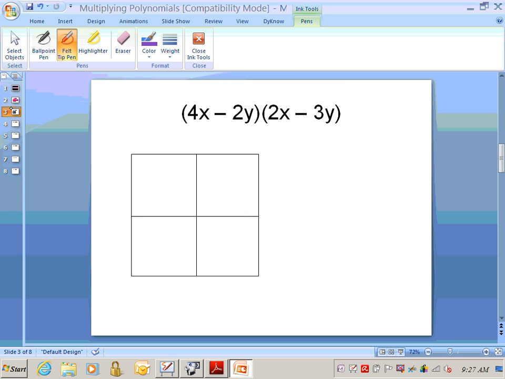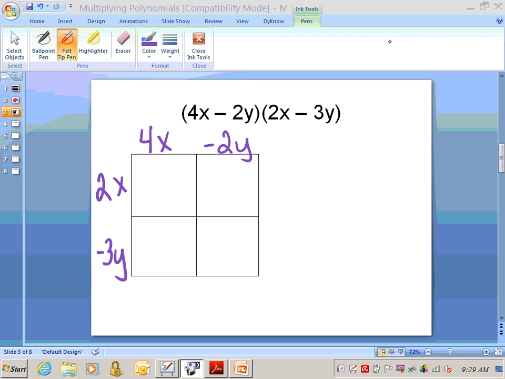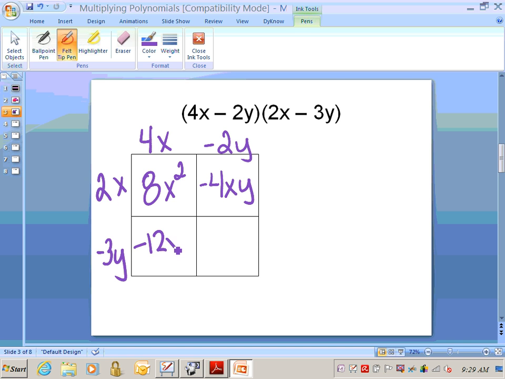Okay, let's try the next problem. It's a little bit tougher. Copy it down, work it out. All right, what do we put in the first box here? 8x squared. Very good. What would go over here? Negative 4xy. Very good. Negative 12xy. Good. And 6y squared. Good.